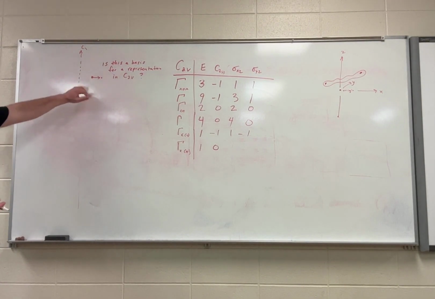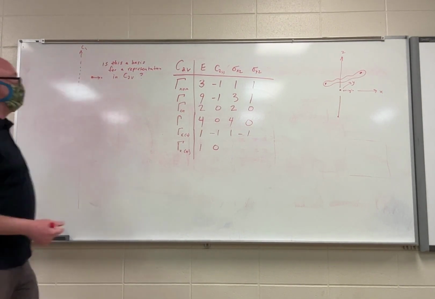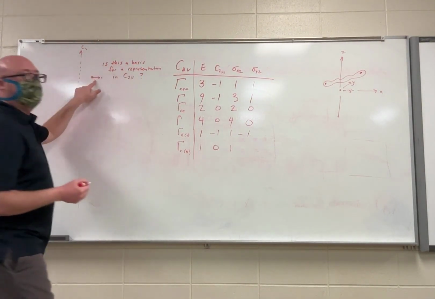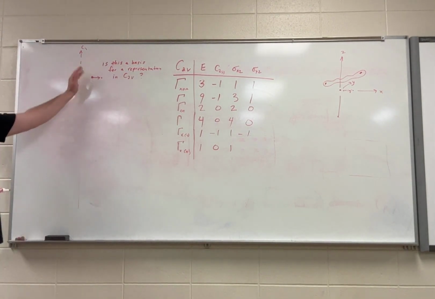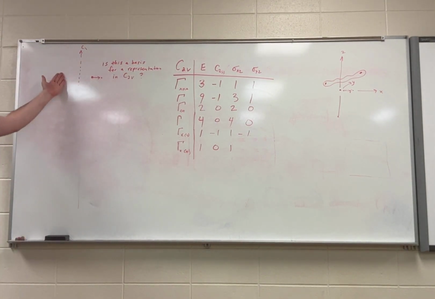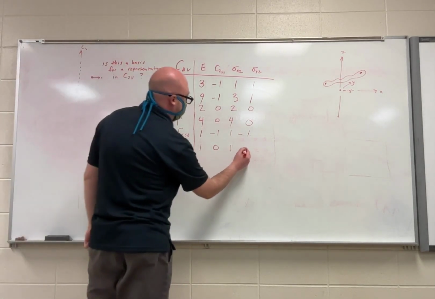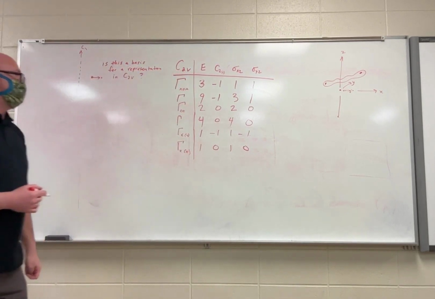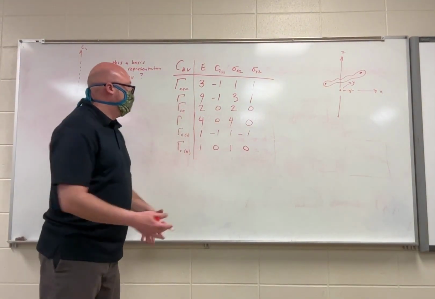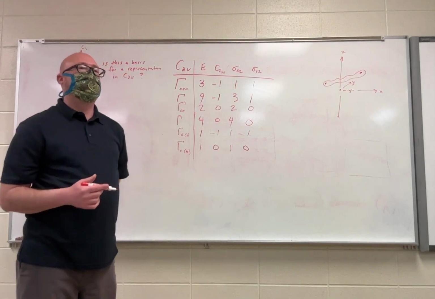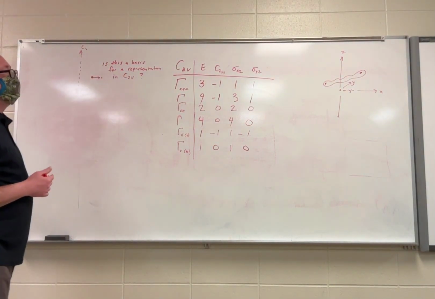Okay? Now if I do sigma xz, I get 1 because this is in the xz plane. If I do sigma yz, I have the same problem. I move to a non-symmetry equivalent position without anything else in the basis. So I have this representation 1, 0, 1, 0. Is this a representation in C2V?